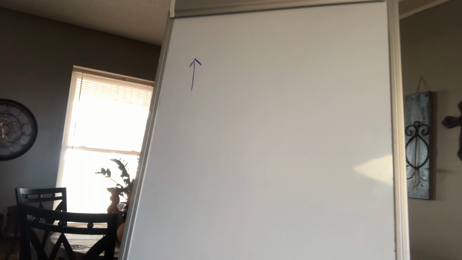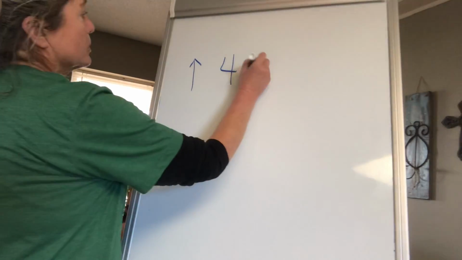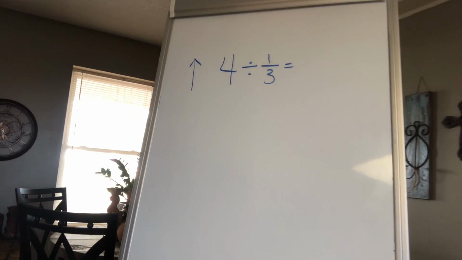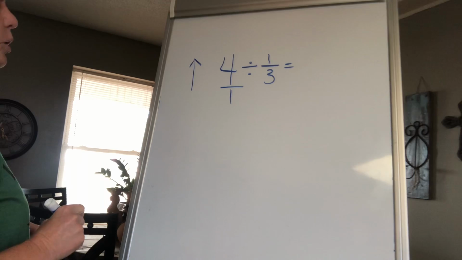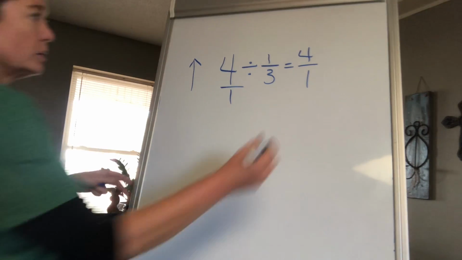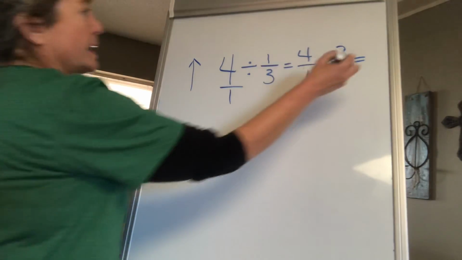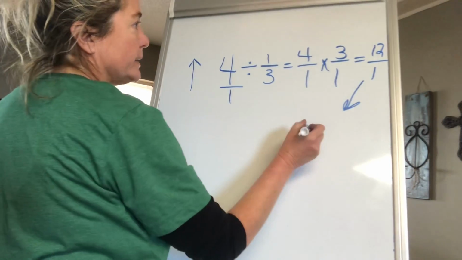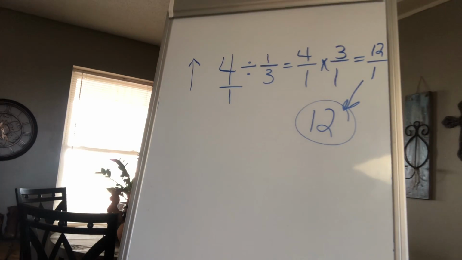Okay, so if it took him 4 minutes, and that 4 minutes was only a third, so he's dividing by a third, we would place our whole number over 1. We would slide over, do the reciprocal, or flip the second, and multiply. And we would have 4 times 3 is 12, 1 times 1 is 1, which we know any whole number over 1 is itself. So it would take him 12 minutes.